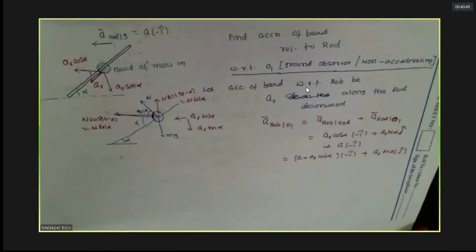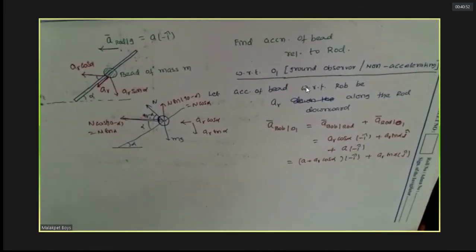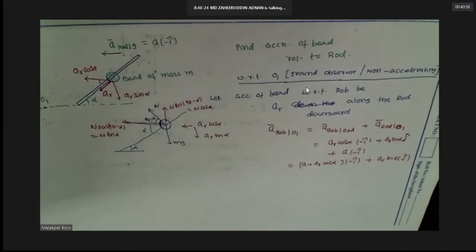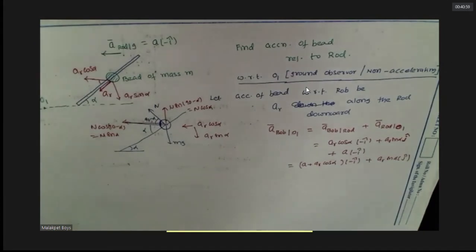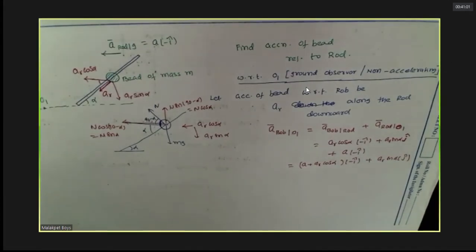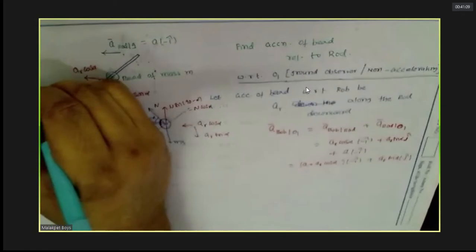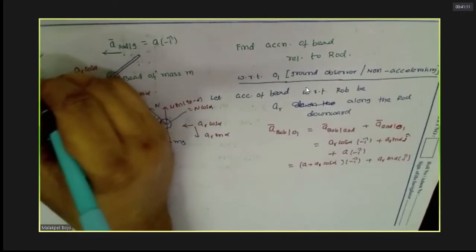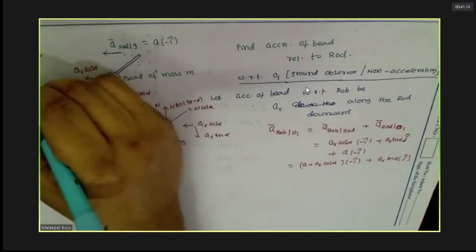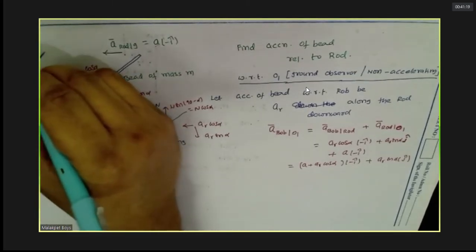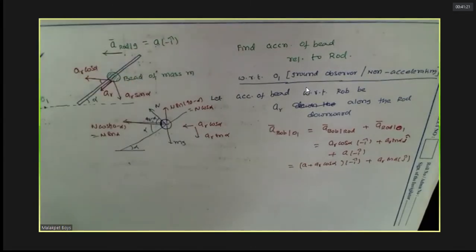All this should be on your fingertips, resolutions, everything. How is the normal reaction in that direction? Normal reaction means perpendicular to the body. This is the surface in contact. This is a bob. The bob is in contact with the rod. So this is the tangent to the contact, so this should be the normal reaction, no?